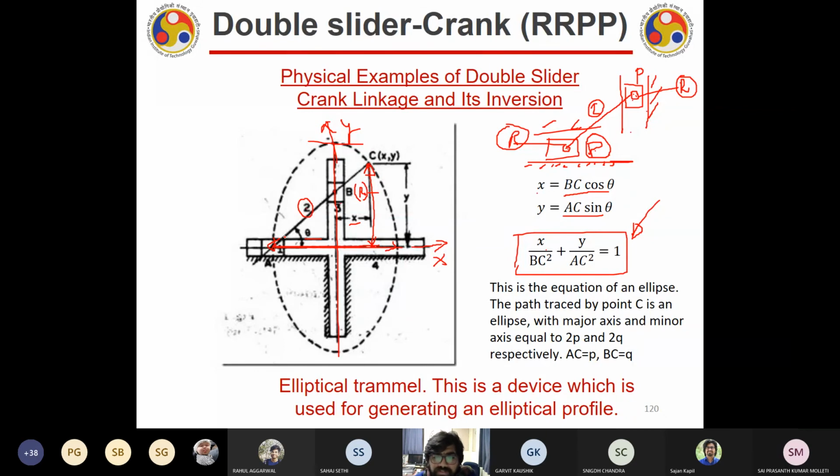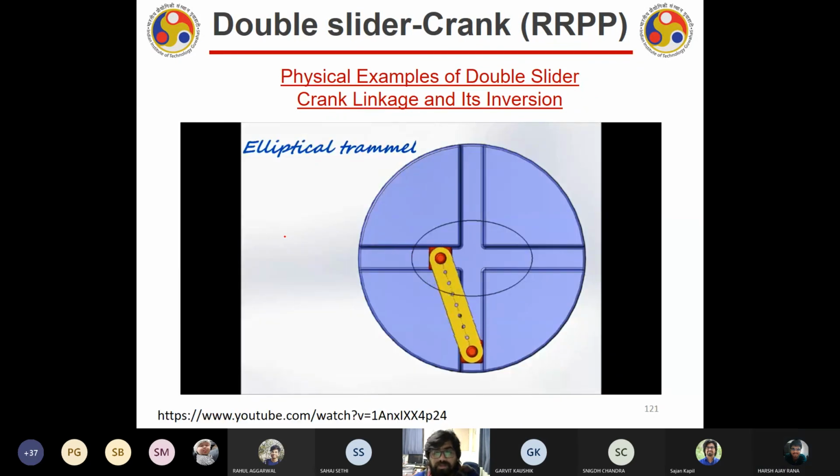Do you have any doubt in this elliptical trammel? Let me ask you first. Have you seen this mechanism in the theory of machine lab? No, sir, not yet. Not yet, but definitely you'll see. But don't worry, I am going to show you the video of the same. That will make it easy to understand.